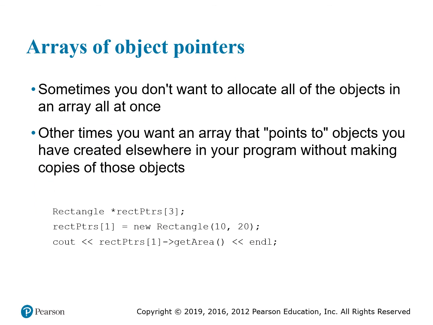Sometimes you don't want to allocate all the objects in an array at once. You might have an array of 100 inventory items, but you only have 20 inventory items on hand. Why waste the memory on the other 80? You might have 3 rectangle pointers, but only the second one needs to be defined right now. So rectangle pointers at 1 gets to be a new rectangle with length 10 and width 20.